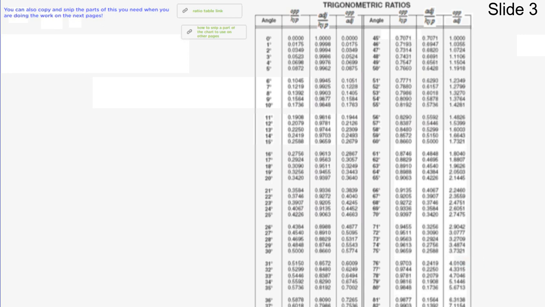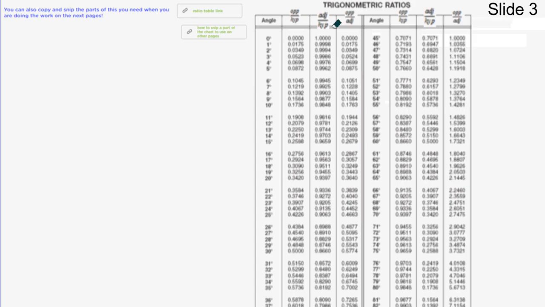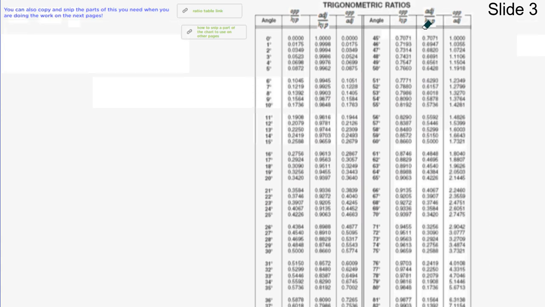All right, let's see if you can do the next one. We're going to have you do a quick check. Adjacent over hypotenuse of 47 degrees with your table. So again, we find our column adjacent over hypotenuse. We're going to go down to the degree measure that they want. Oh, it's not in that first side, so we're going to go to our second side, adjacent over hypotenuse, 47 degrees. That's 0.6820.